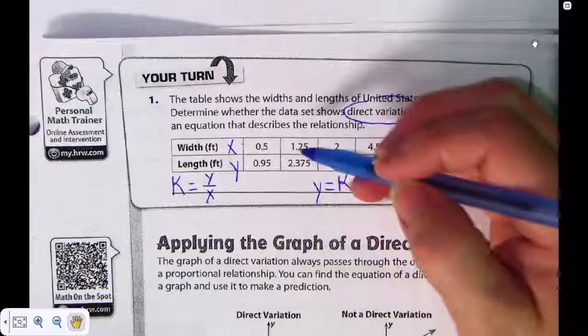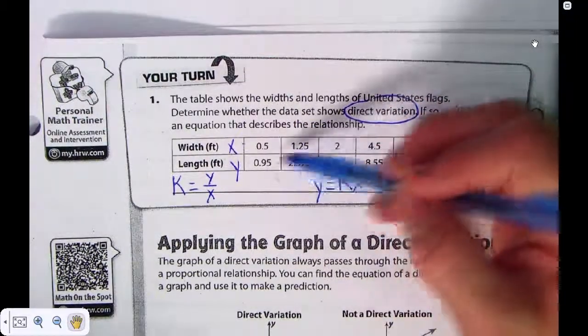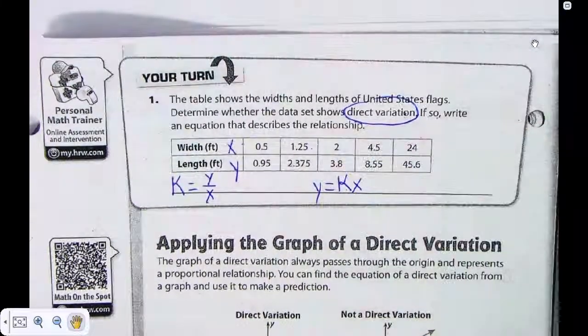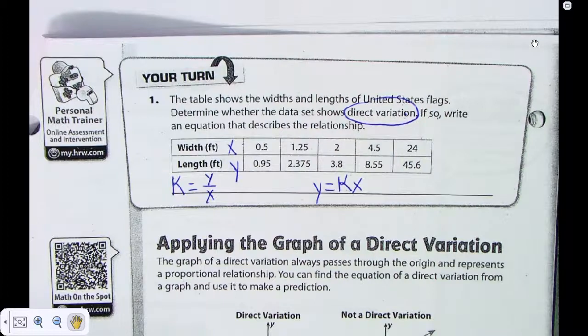So this side of the room, y'all go divide these two. This side of the room, do these two. I'm going to do the one in the middle because I can do that one in my head. Go. This side, do the first two. Divide them. This side, do these two.